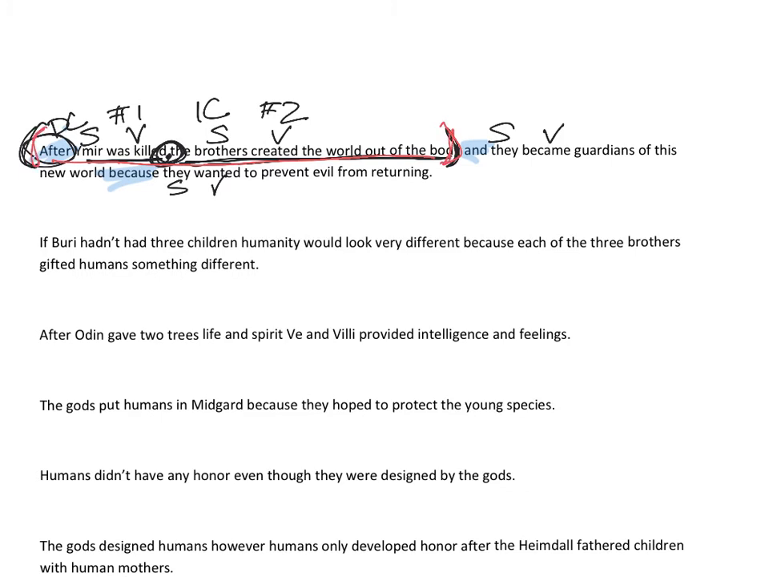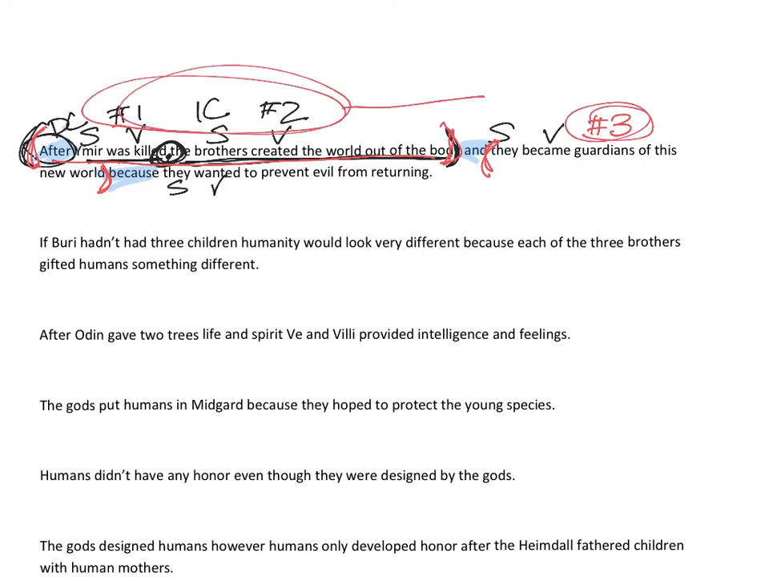sentence is connected to the next sentence. Well, what is the next sentence? They became guardians of this new world. So, how is sentence number 3 connected to sentences 1 and 2? Well, 3 is connected to 1 and 2 right here. Do I have a complete sentence in front? Yes. Do I have a complete sentence here? Yes. If I am joining two complete sentences, what do I need to have with my coordinating conjunction? A comma.